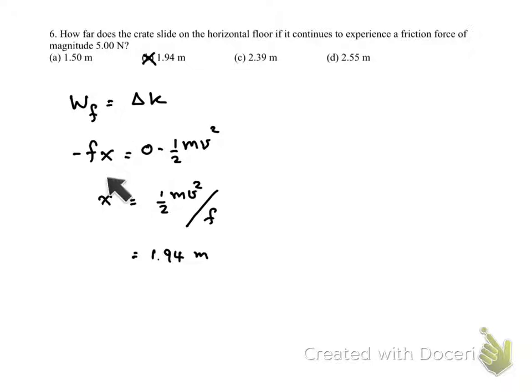And if it moves a distance x before stopping, the work done by the friction is minus Fx. The final kinetic energy is 0. The initial kinetic energy is half of mv squared. So we have this relation from the work energy theorem. Rearranging for x, we have this. And if we put the numerical values, we have x equal to 1.84 meters. Okay, so that is for question number 6.